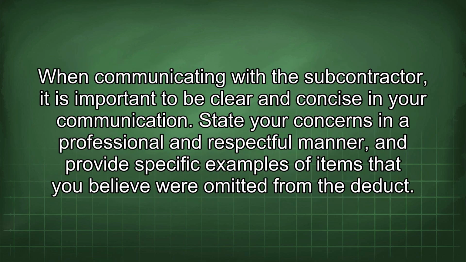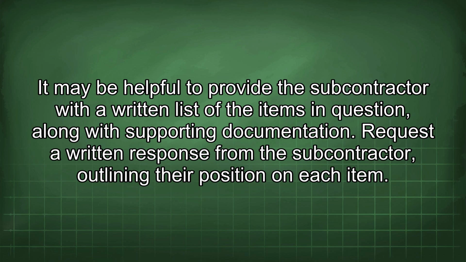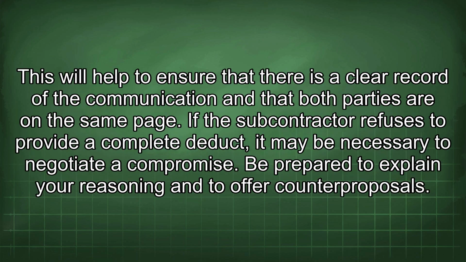When communicating with the subcontractor, it is important to be clear and concise. State your concerns in a professional and respectful manner, and provide specific examples of items that you believe were omitted from the deduct. It may be helpful to provide the subcontractor with a written list of the items in question, along with supporting documentation. Request a written response from the subcontractor outlining their position on each item. This will help to ensure that there is a clear record of the communication and that both parties are on the same page.